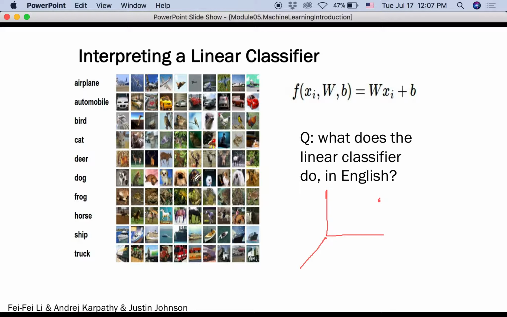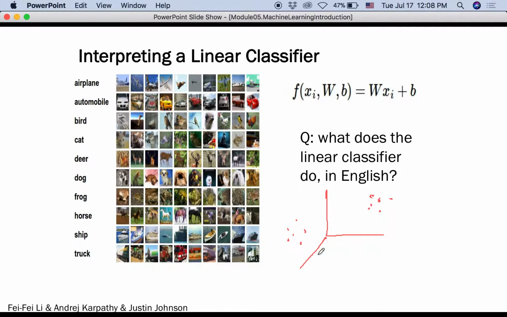Now the hope is, if I have a good feature set, that the points of one category will be closer to each other in that space than to points of another category. And the classifier essentially is learning to separate them. That's a good set of weights.